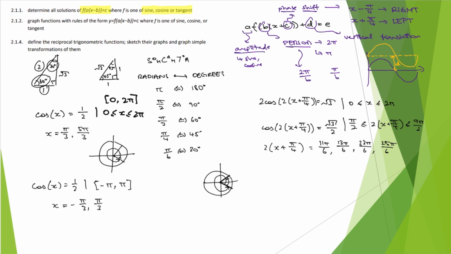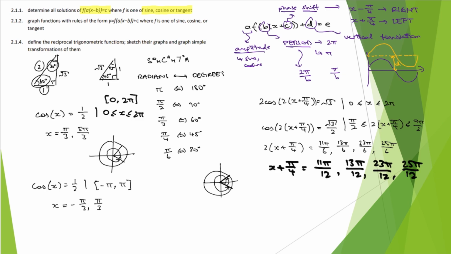But the thing is, we don't want to solve for 2x plus pi on 4. We want to solve for x. And so to do that, we get x plus pi on 4, and what that's equal to is 11 pi on 12, dividing by 2. We have 13 pi on 12. Don't know why this has suddenly gone so thick. 23 pi on 12 and 25 pi on 12.